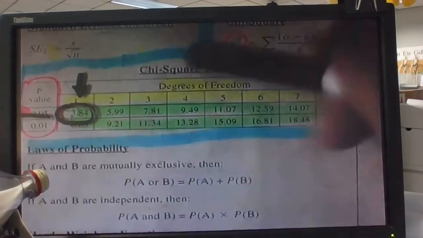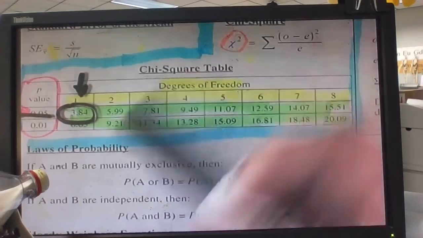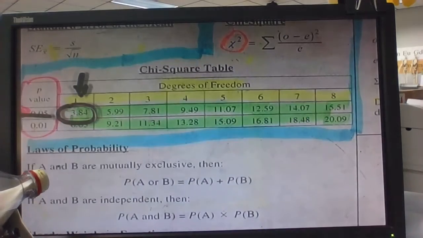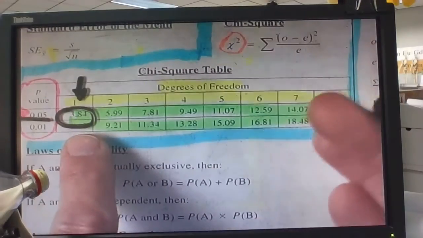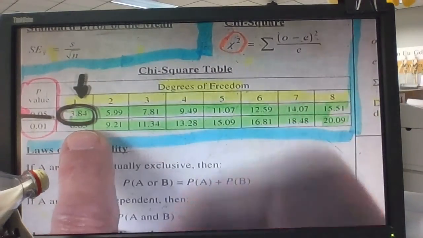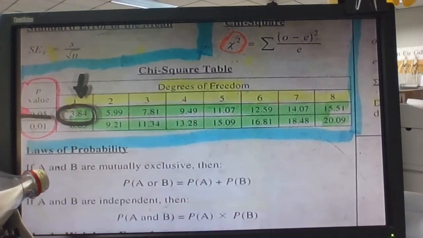So my chi-squared value is 4. The critical value is 3.84. Does that mean the data rejects the hypothesis or the data fails to reject the null hypothesis? Mine is 4. That's above 3.84. So that's saying that the data rejects the null hypothesis. So 40-60 is not close enough to 50-50. There's something else going on, some other variable that's happening.